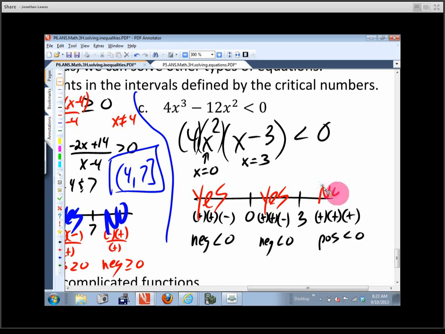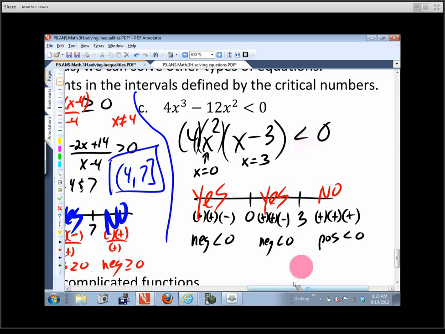Okay? Now, here's what we've got to be careful with. Is it everything from negative infinity? Look at all these yeses, all the way up to 3. Or do we have to be a little bit careful here? What happens right at 0? Okay, it equals 0, right? It's not less than 0, it equals 0.